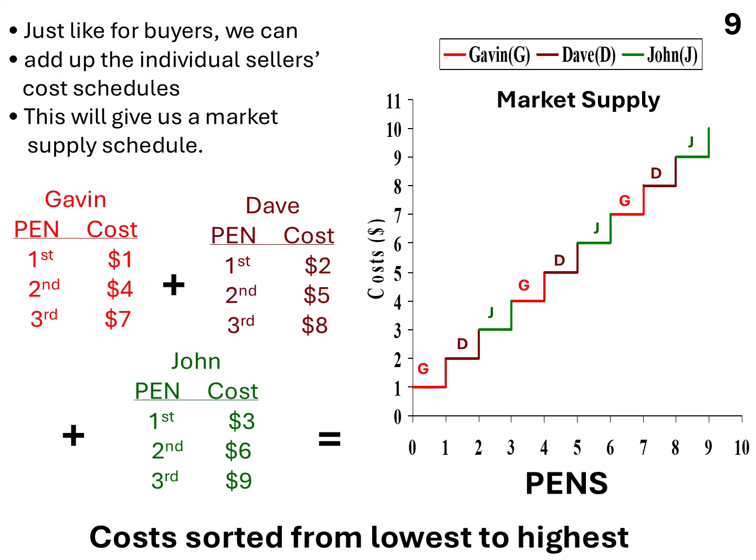Slide 9. If we add up the individual supply curves of sellers, we get the market supply curve. To do this, take all the unit costs from sellers' cost schedules and sort them from lowest to highest. Then graph the resulting step function.